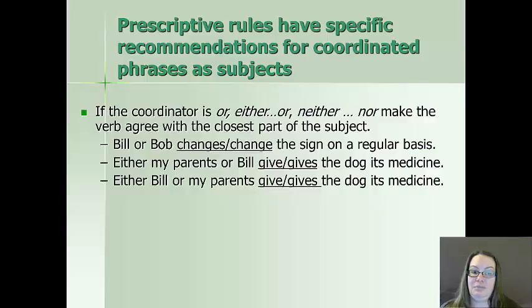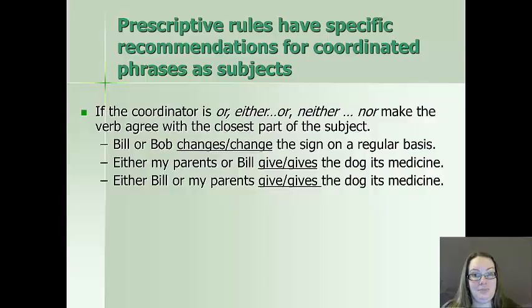The rule is that we make the verb agree with the closest part of the subject. So where "and" made it agree with the whole subject, in this case we make it agree with just the noun phrase that is closest to the verb. So in these examples, Bill or Bob blank the sign on a regular basis, we have to decide whether we say Bill or Bob changes or Bill or Bob change the sign on a regular basis.